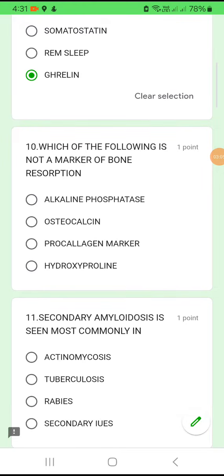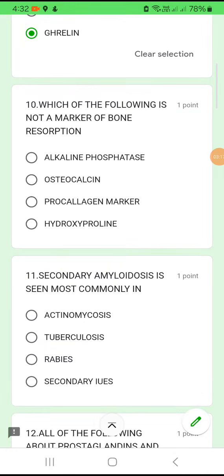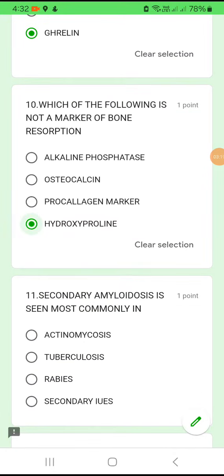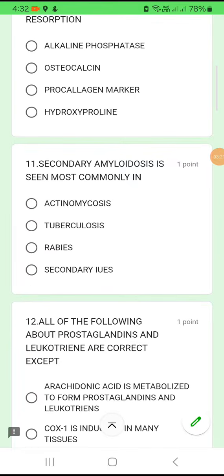Question number 10, which of the following is not a marker of bone resorption? Alkaline phosphatase, it is a marker of bone resorption. Osteocalcin is a marker of bone resorption. Procollagen marker is also a marker of bone resorption. Hydroxyproline, option D, is not a marker of bone resorption.